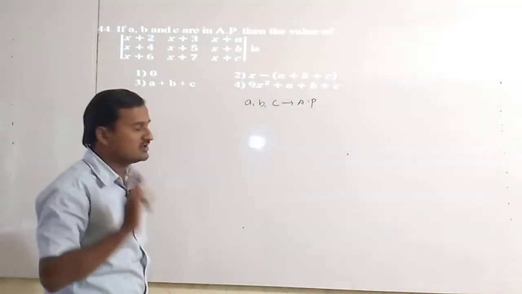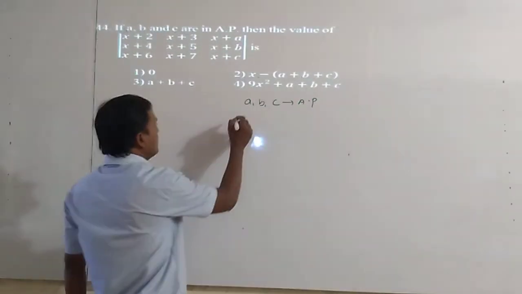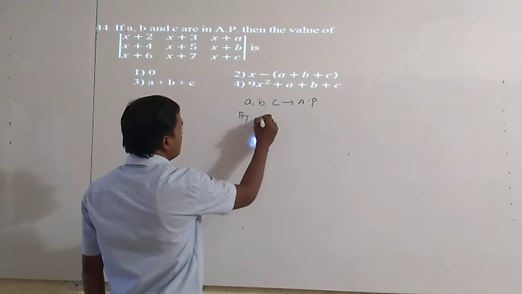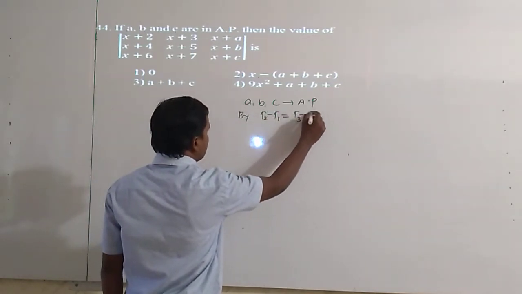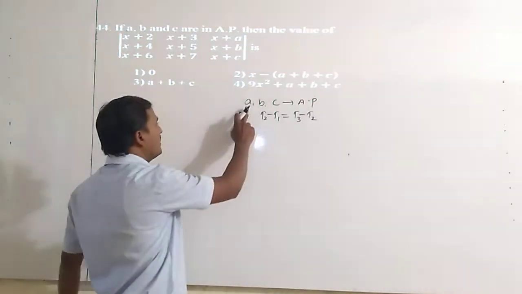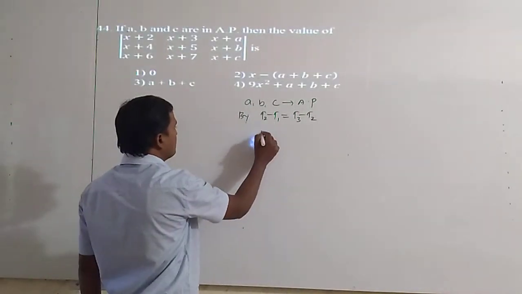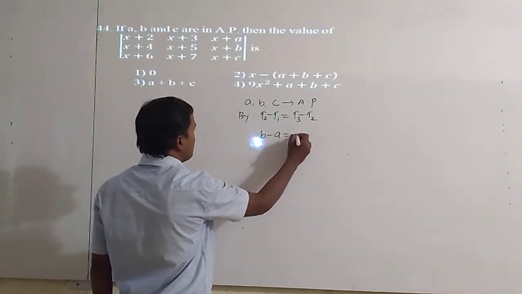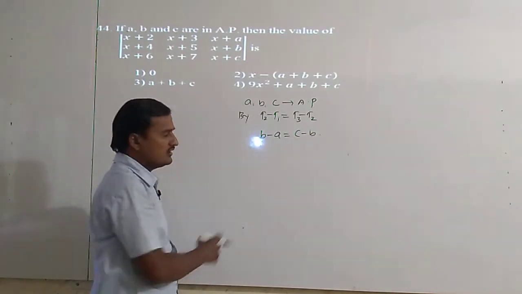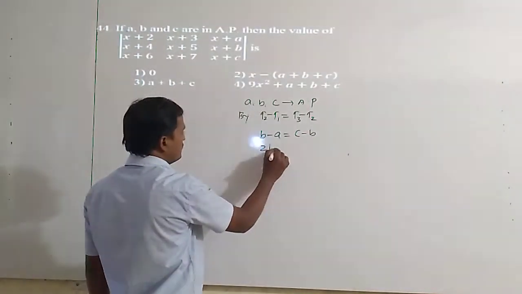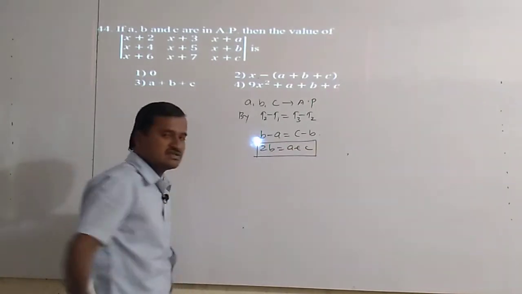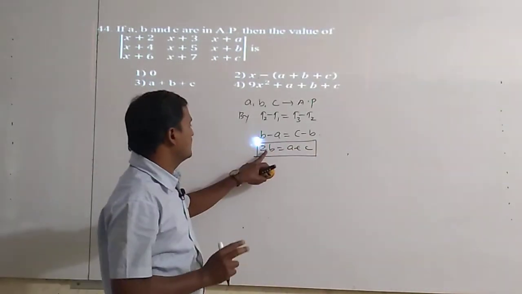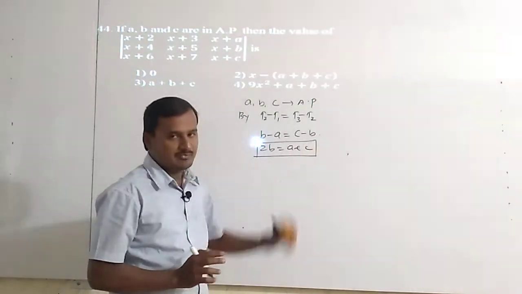Suppose three numbers are in AP, then by the definition, T2 minus T1 is the same as T3 minus T2. So that is T1, T2, T3. Therefore B minus A is the same as C minus B. Or take this minus B to this side, 2B is equal to A plus C. So A, B, C are in AP means 2B is equal to A plus C, right?